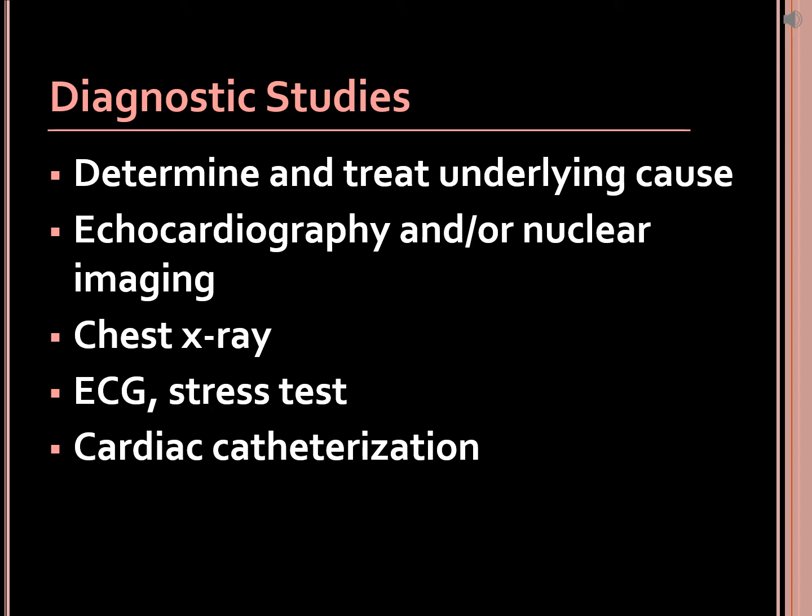So with our echo, we can determine if it's heart failure with preserved ejection fraction, so again, that diastolic type heart failure, or if it's heart failure with reduced ejection fraction, the systolic heart failure, or an EF of 45% or less.